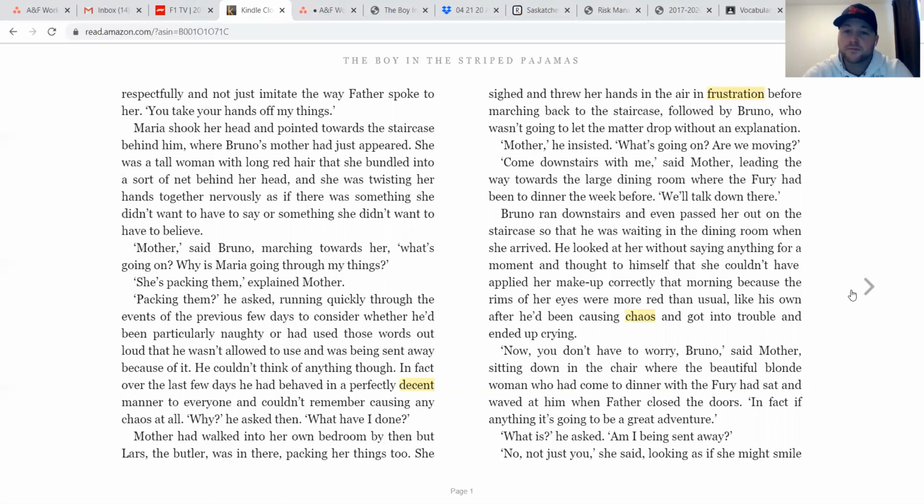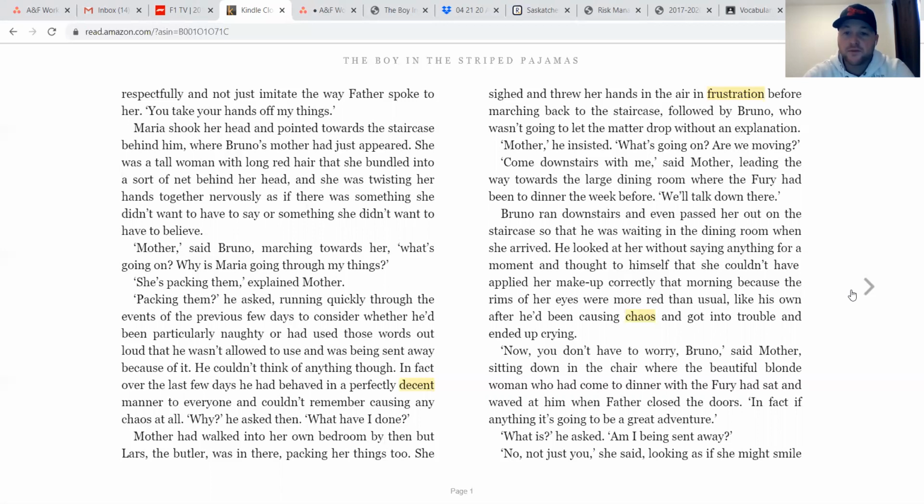"We'll talk down there." Bruno ran downstairs and even passed her on the staircase, so that he was waiting in the dining room when she arrived. He looked at her without saying anything for a moment and thought to himself that she couldn't have applied her makeup correctly that morning because the rims of her eyes were more red than usual, like his own after he'd been causing chaos and got into trouble and ended up crying.